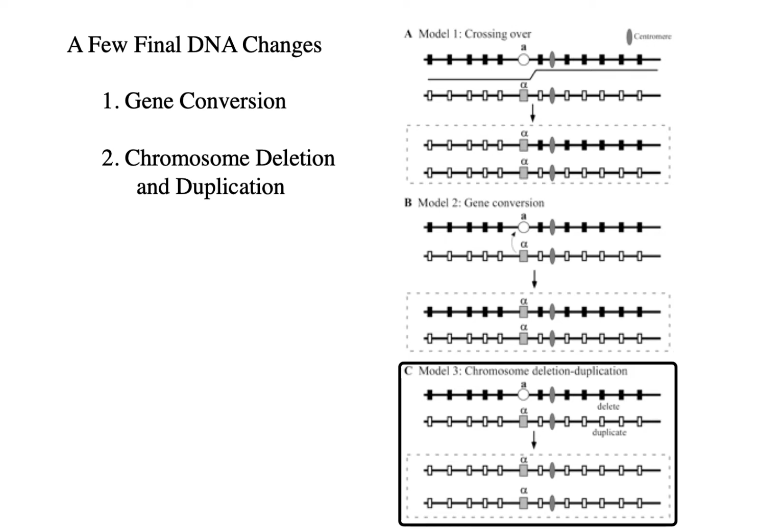And then a third part here is an entire chromosome can be deleted and the other one can be replicated, so that you still have two chromosomes, two homologous chromosomes in that cell, but one has been completely eliminated and the other one has been copied in its place.